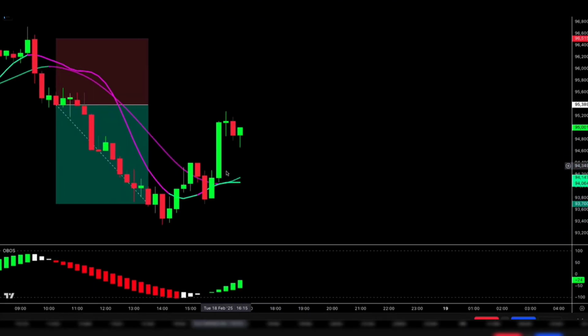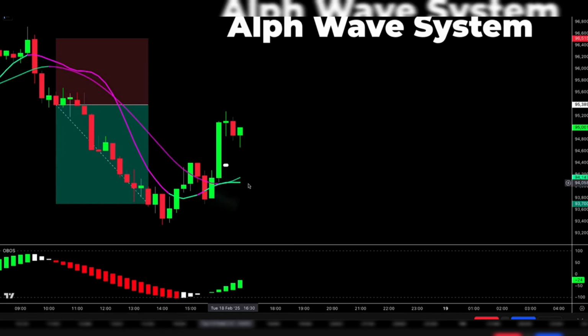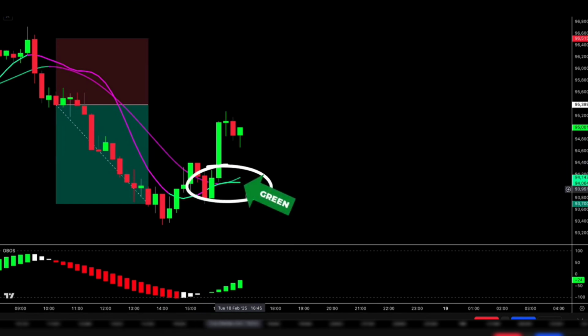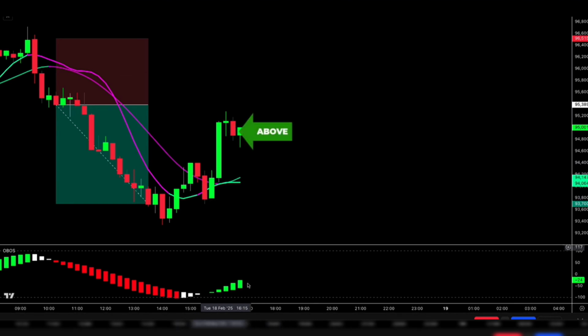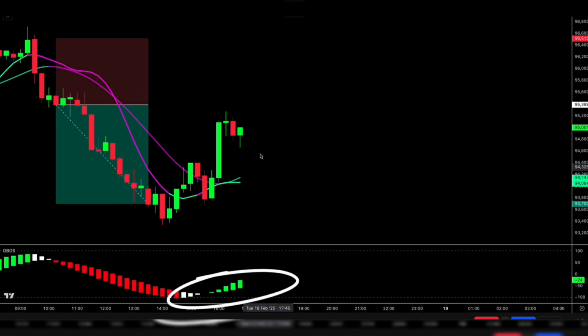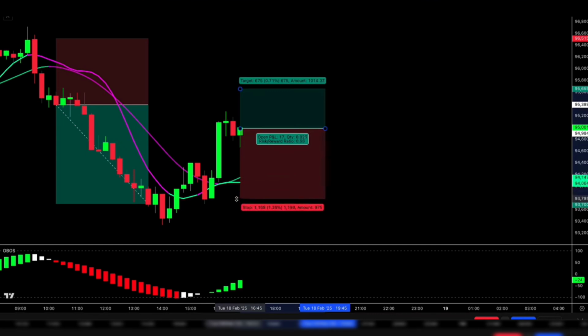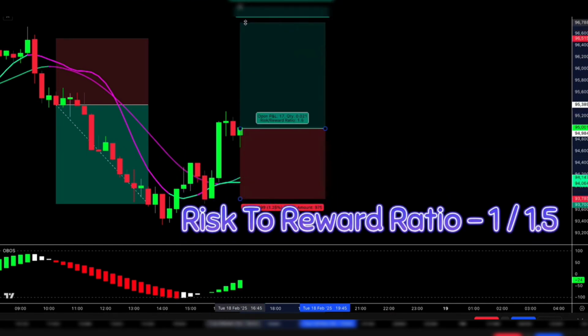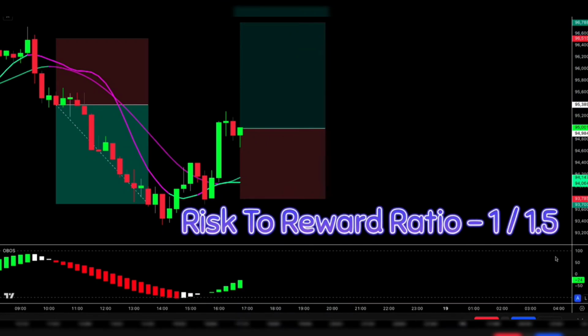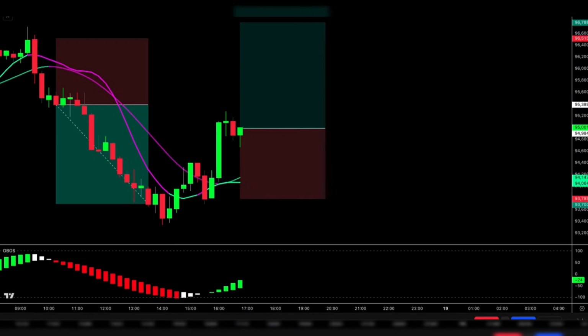We can see here we got a buy signal. When the Alpha Wave System indicator makes a green color Wave Pulse line and Quantum Adaptive MA line, and the market price moves above both lines, and if we look at the OBOS indicator it makes green candles, so this condition is fulfilled, then we will place a buy order. And our stop loss is to be placed below both lines and the most recent low, and the risk to reward ratio will be 1:1.5. How does this trade play out?